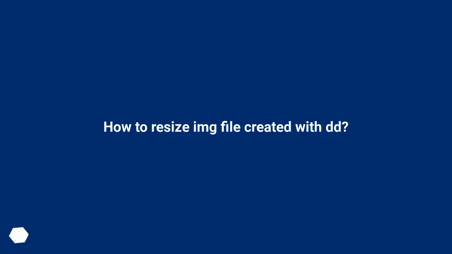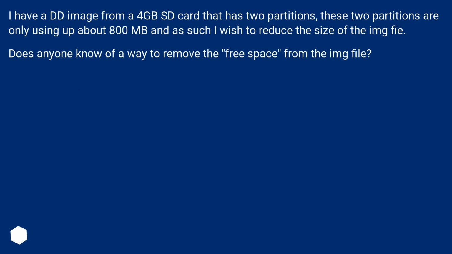How to resize an image file created with dd. I have a dd image from a 4GB SD card that has two partitions. These two partitions are only using up about 800 MB, and as such I wish to reduce the size of the image file. Does anyone know of a way to remove the free space from the image file?